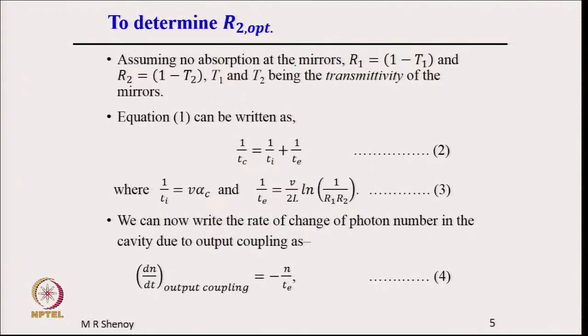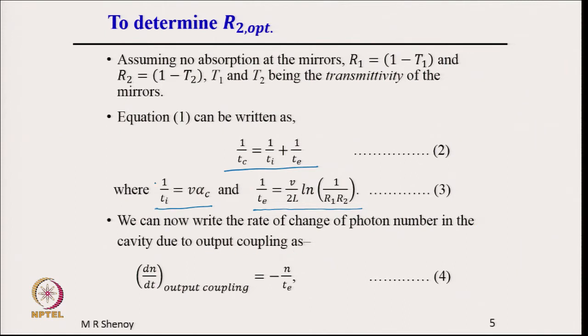Assuming no absorption at the mirrors, R 1 is equal to 1 minus T 1, R 1 is the reflectivity and T 1 is the transmittivity, and R 2 is equal to 1 minus T 2, T 1 and T 2 being the transmittivity of the mirrors. Equation 1 can be now written as, this is what I had written here. So, 1 over T c is equal to 1 over T I plus 1 over T e, where 1 over T I is V times alpha c and 1 over T e is V by 2 L into ln 1 by R 1 R 2. We can now write the rate of change of photon number in the cavity due to output coupling.